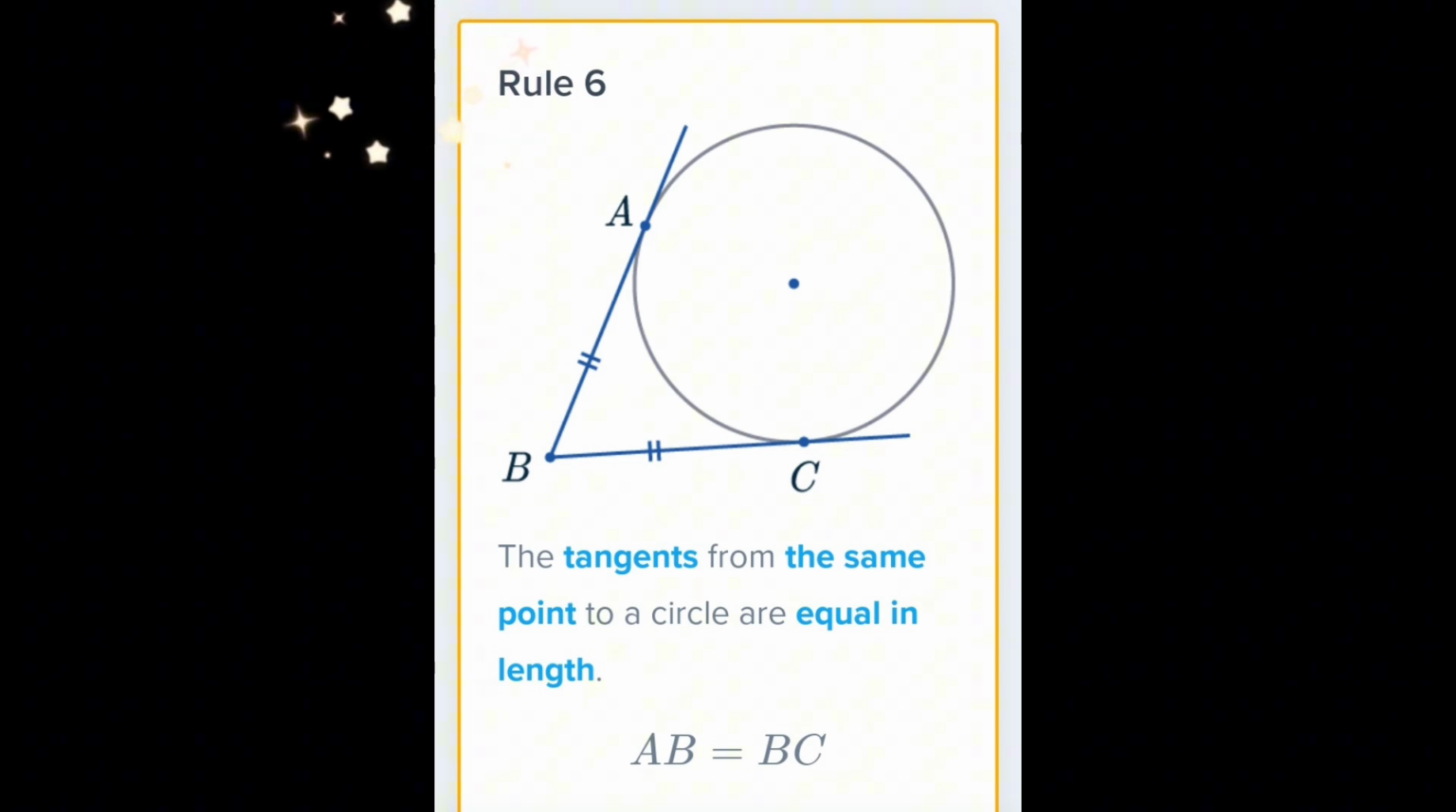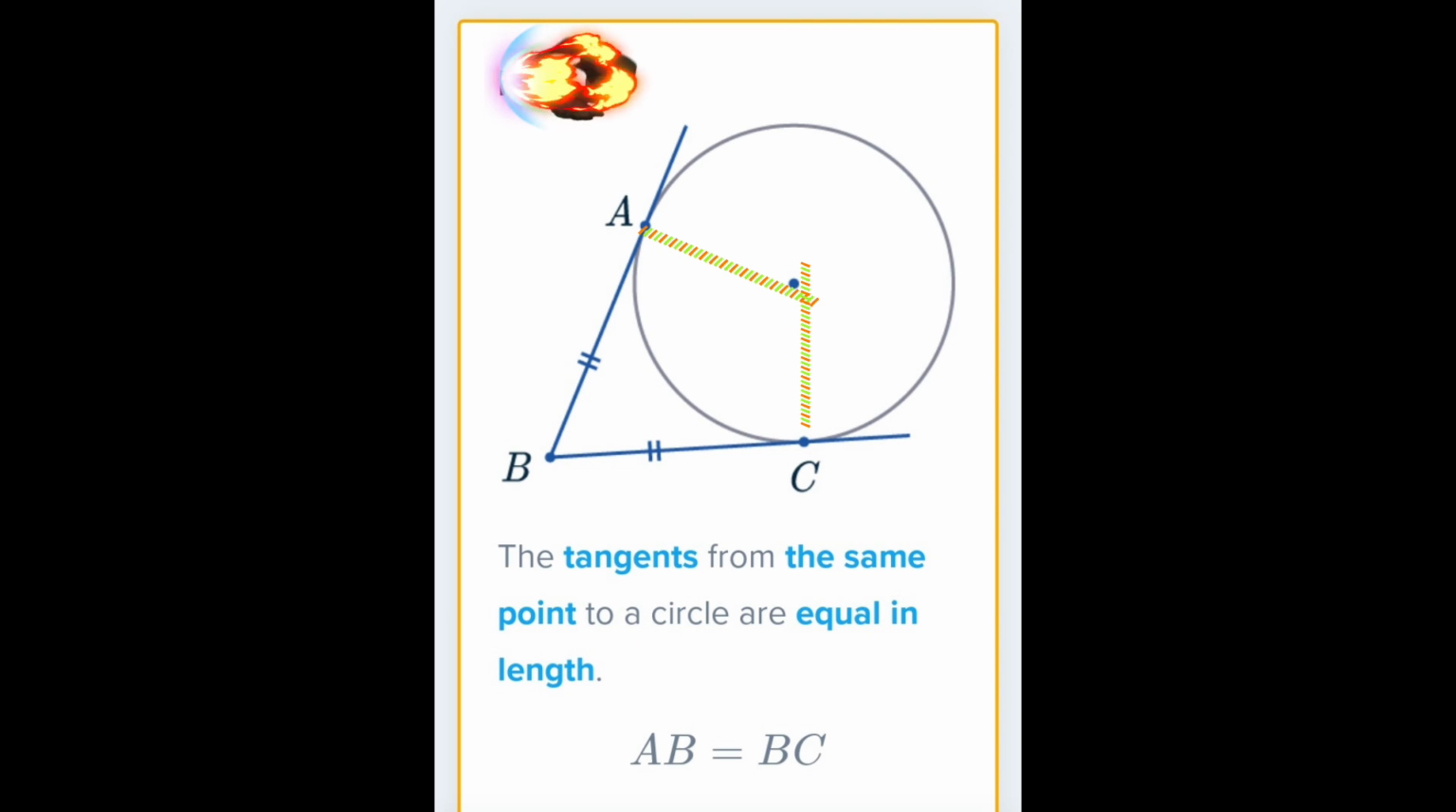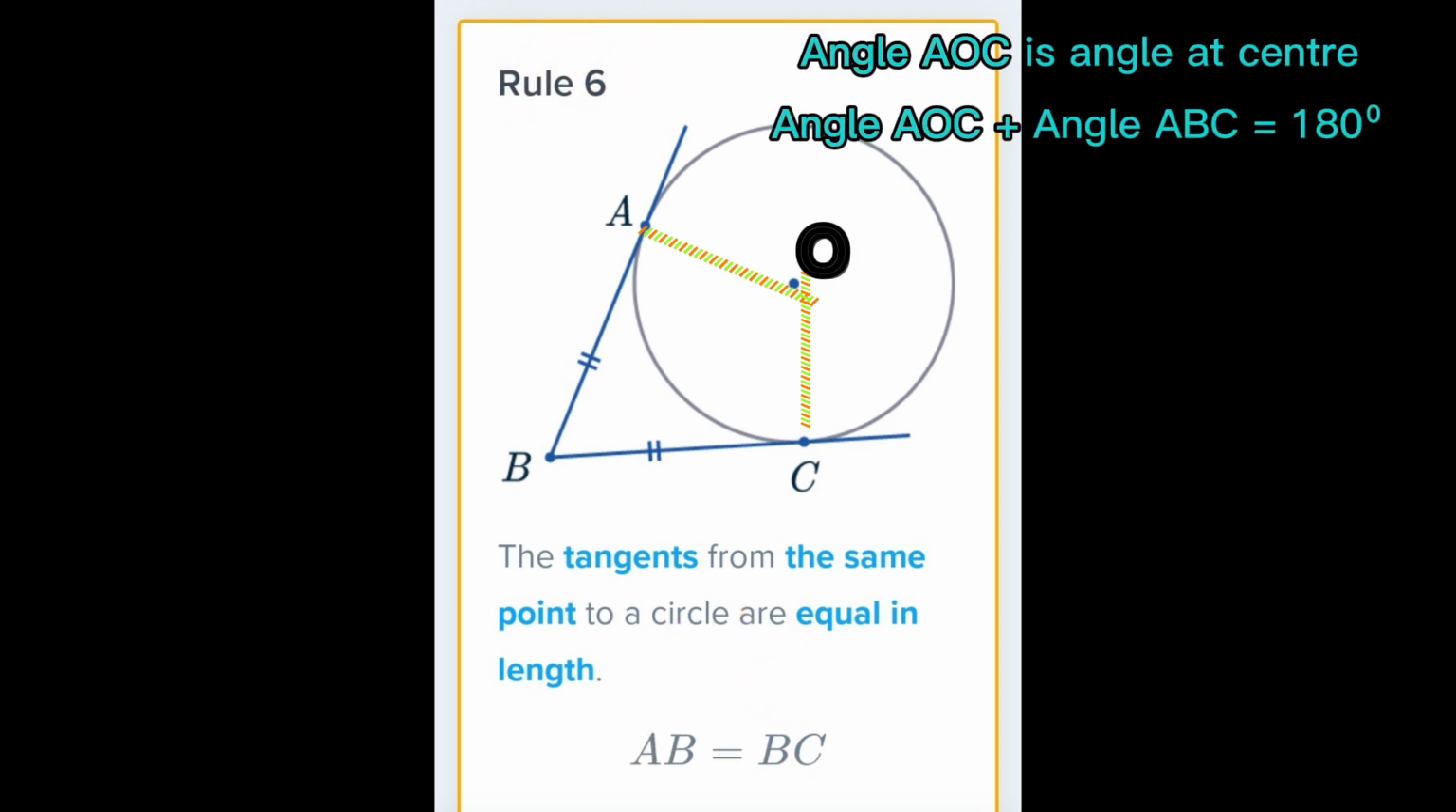So in the diagram, you see that the length of AB is equal to the length of BC. We will add one more special property for this rule number 6. You have angle AOC, which is the angle at center. Angle AOC plus angle ABC is equal to 180 degrees. Once again, angle O plus angle B is equal to 180 degrees.